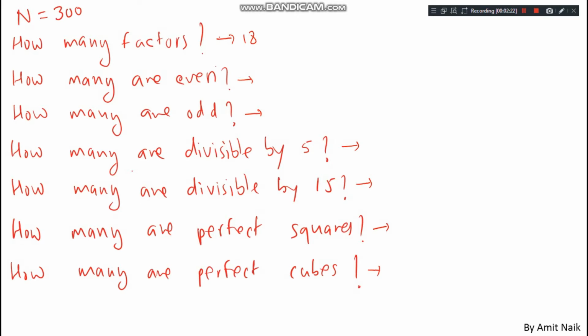Okay, considering the same number 300. So let us write down the number 300, and the first step that we're going to follow is to represent the number 300 as a product of prime factors. We also call that the standard format of a number. So how do you write that? 2 into 150. 150 is 2 into 75. 75 is 3 into 25, and 25 is 5 into 5. So it's nothing but 2 square, 3 to the power 1, and 5 to the power 2.